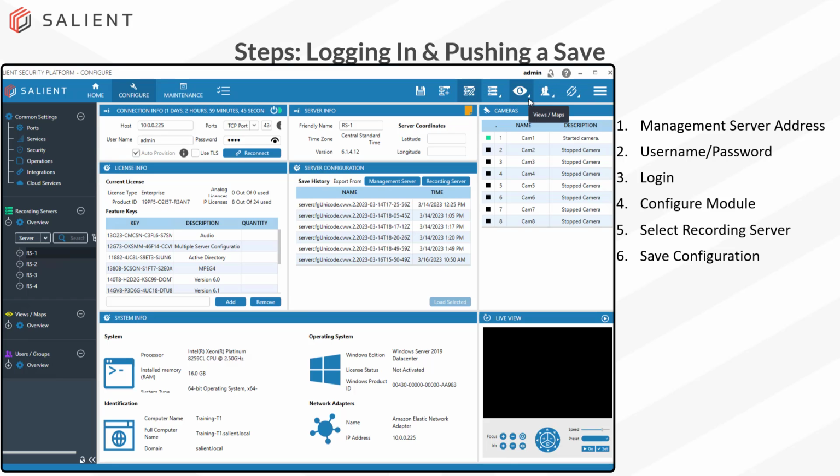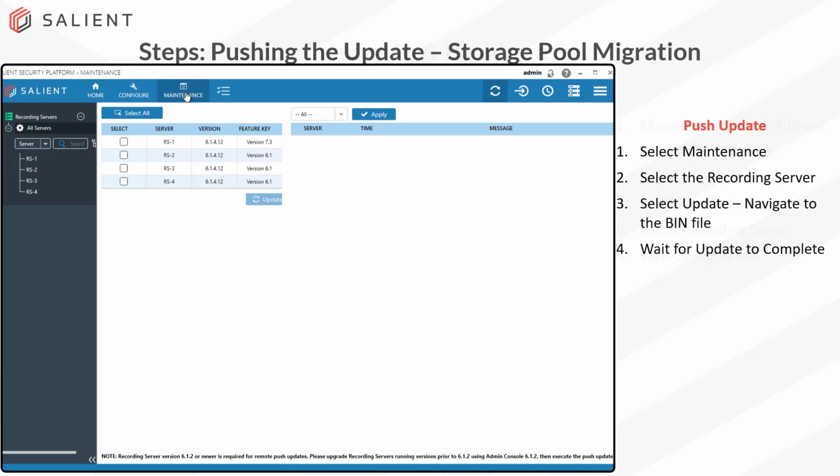Once you've done that, what we're going to do next is go into that push update. So select your maintenance module. And in the maintenance module, you see a list of all of your recording servers. The one that we're looking for in this case is RS1. You can see that we have that version 7 feature key. That's what you're looking for on this update.